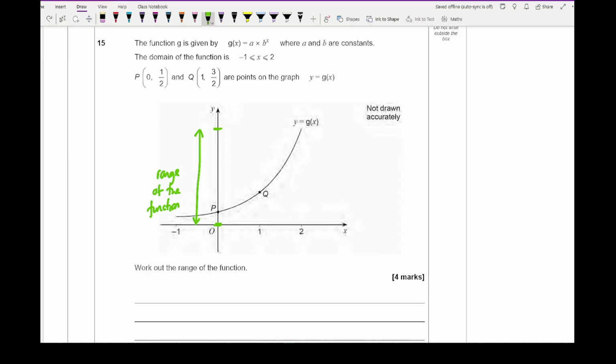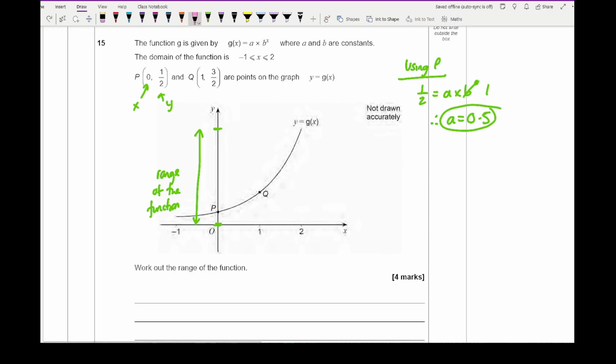Now for this, using P, what we need to do is find the equation of the line. So using P, I know that at P, x equals 0 and y equals a half. Substituting those numbers in, I've got a half equals a times b to the naught. Simplifying this, anything to the power of 0 is 1. So that means that a equals 0.5. So that's one of the values found.